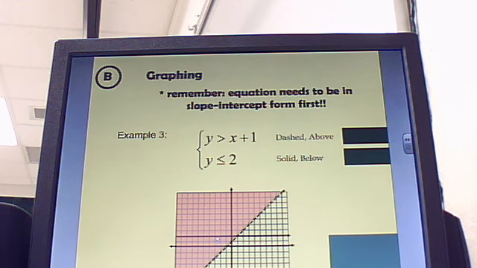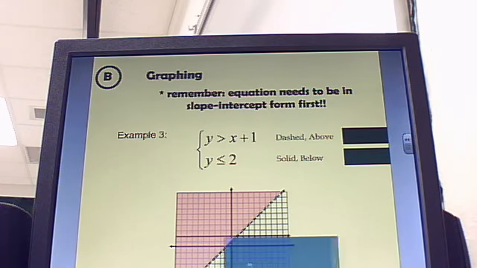And there is no slope. No slope means a slope of 0, so I'm going to go up 0 and over 1, up 0 and over 1, which just gives me a horizontal line. And if I shade below, that would look like this.